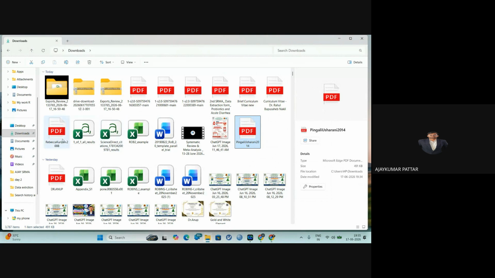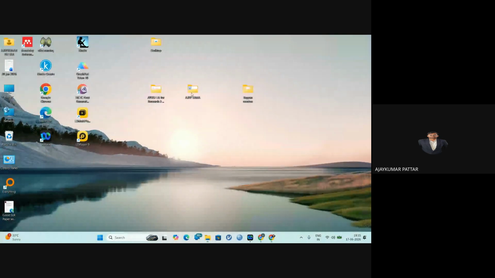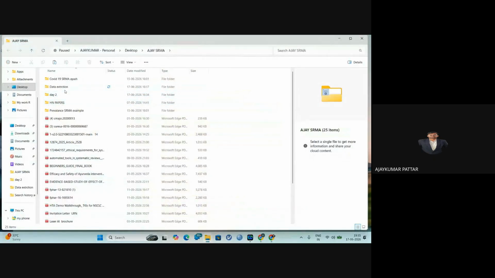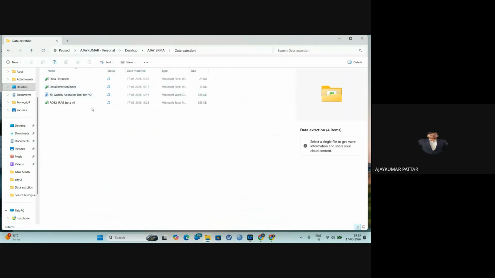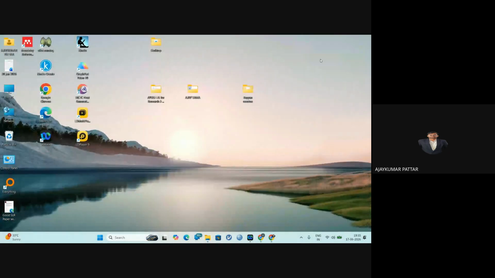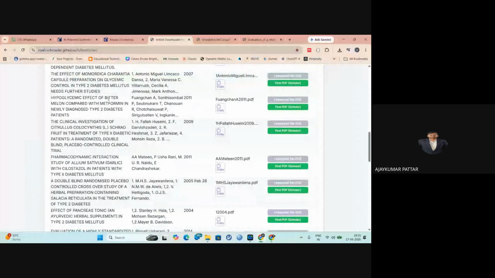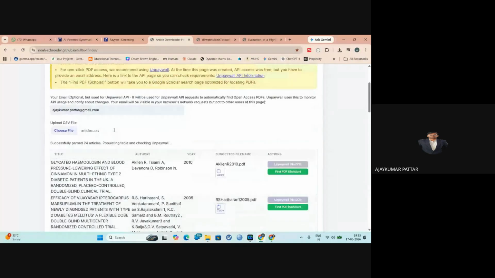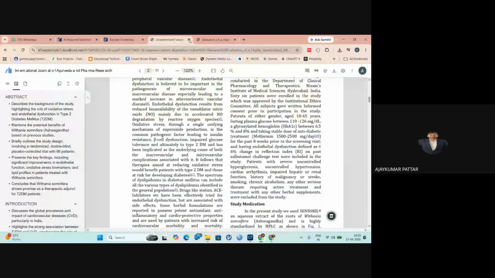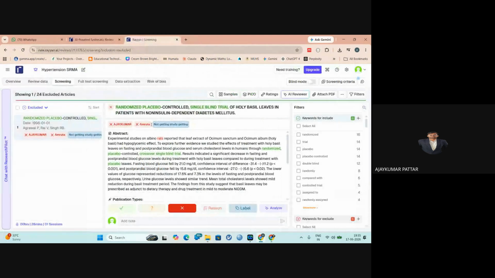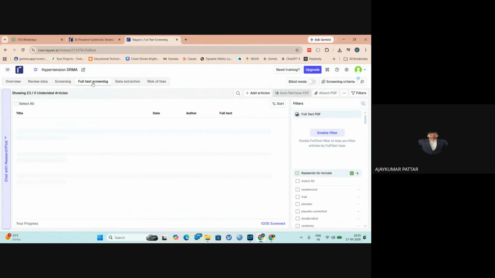So we downloaded two papers. So I will cut and I will add them here in the folder I already have. Now I will close this downloading website because you got the idea how to download the papers. Then I will cut here. I will close all the windows. Now I will go with the full text screening.